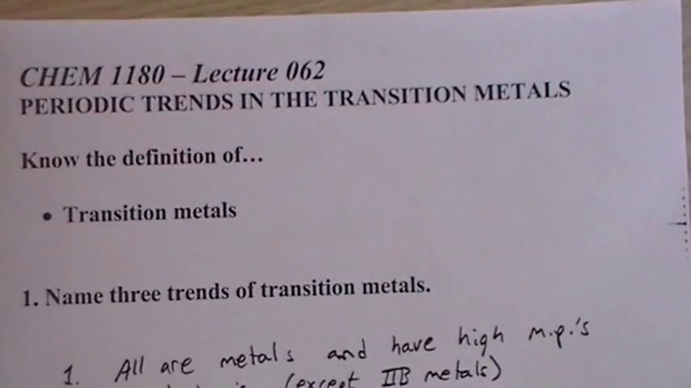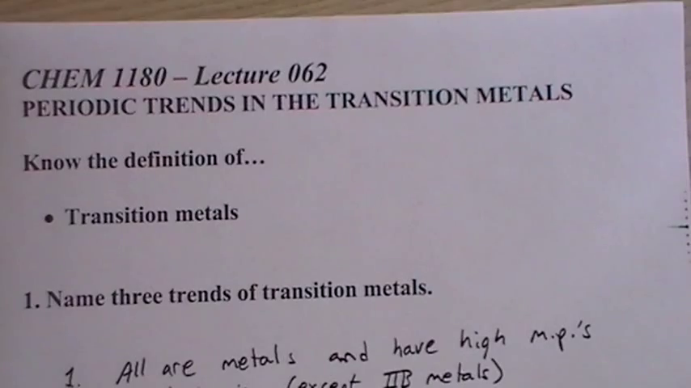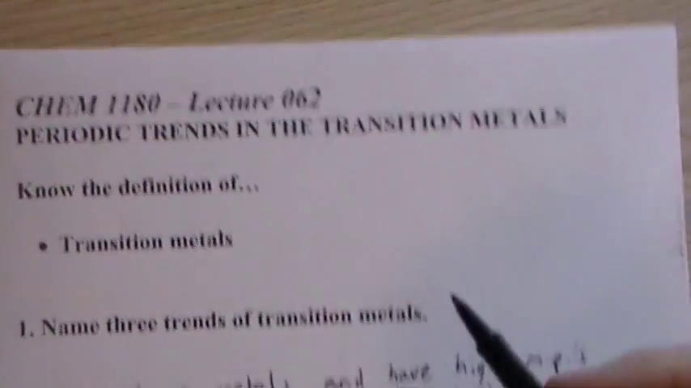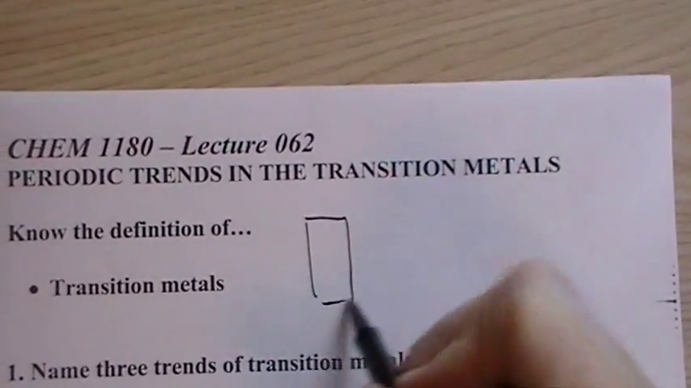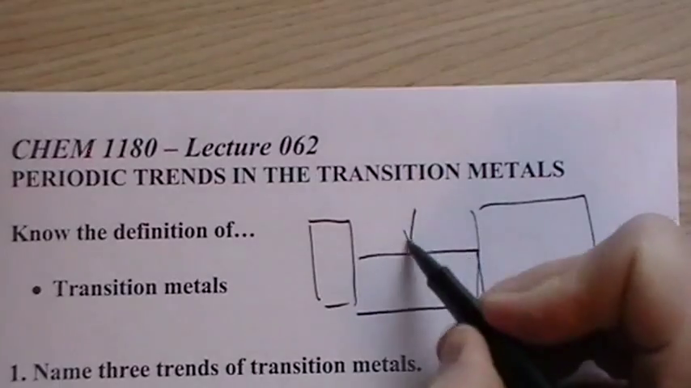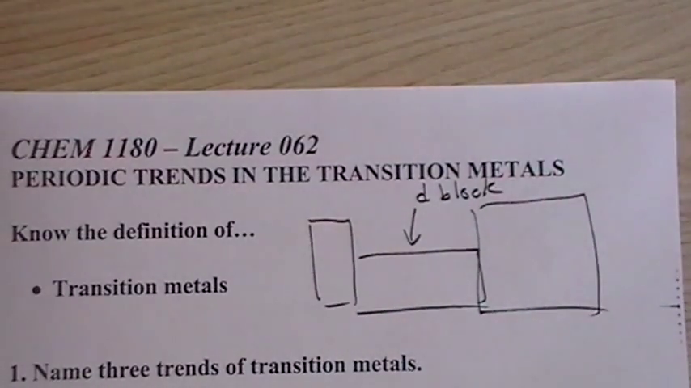Okay, so periodic trends and transition metals, lecture 62. Name 3 trends of transition metals. So this block here is often called the D block, or transition metal block, or transition element block.